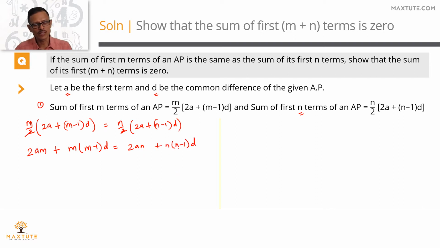Actually, what I'm going to do is take all these terms to one side. So we take this 2an to the left hand side by taking 2a as a common term. So we'll have 2a times m minus n. So I've accounted for these two. Now let's take d common outside.